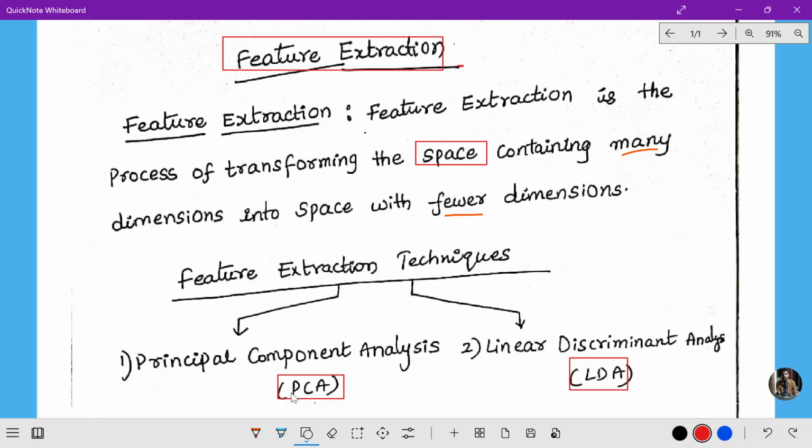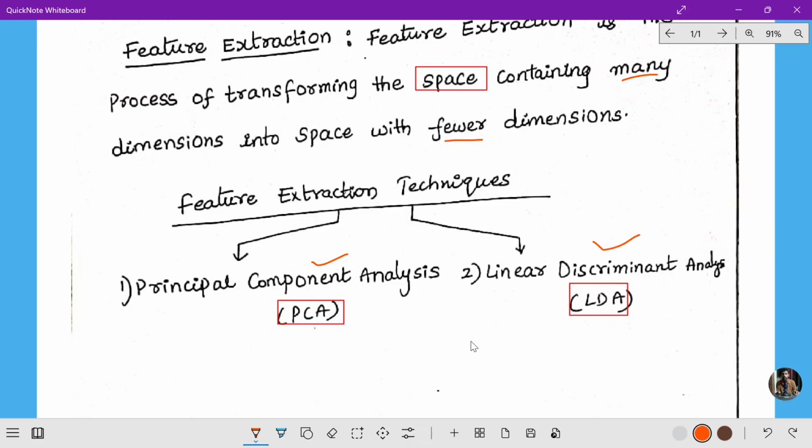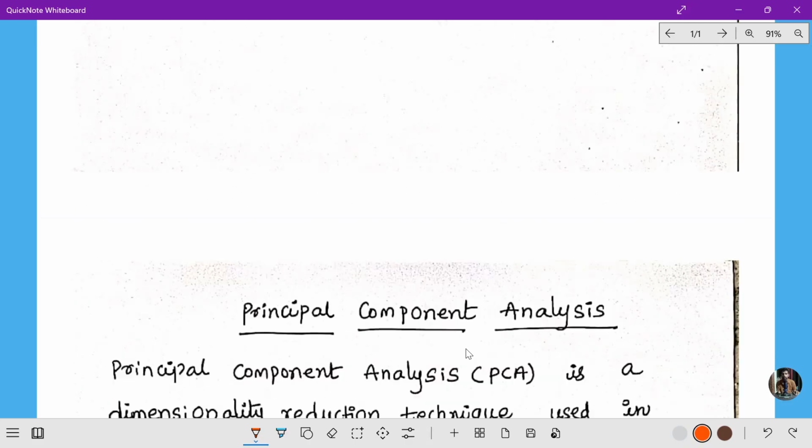What is the meaning of PCA? Principal component analysis, and the second one is called linear discriminant analysis. So the first one is the principal component analysis, the second one is the linear discriminant analysis. Let us see one by one now. First we will go for principal component analysis.